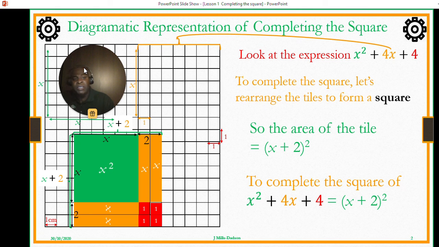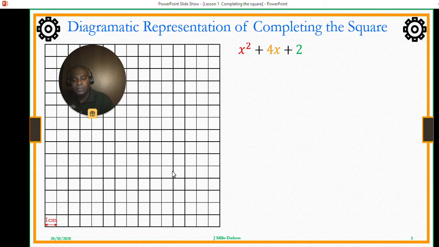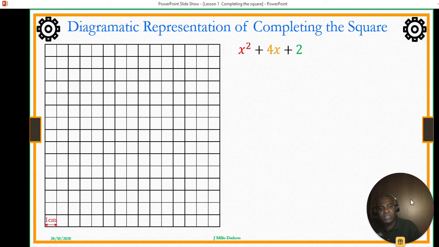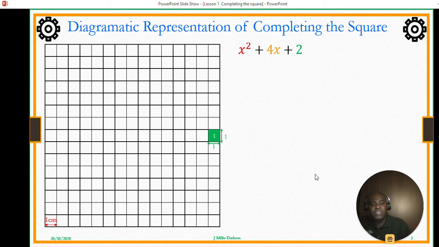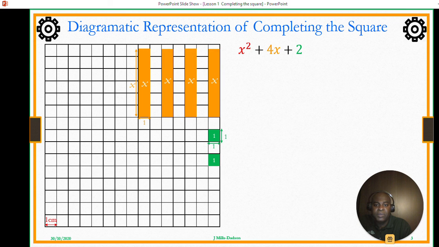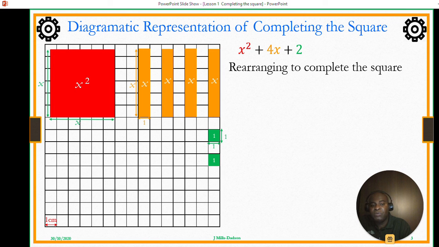Let me remind you again that I always split the middle term into 2 and use it to form a dimension of the bigger square. So you could say half of 4 is 2. That's why it's x plus 2 on this side, and x plus 2 on that side. Let's look at another situation and see what happens. We have x squared plus 4x plus 2. So I need my 2 units. I need my 4x. I need my x by x dimension for x squared.